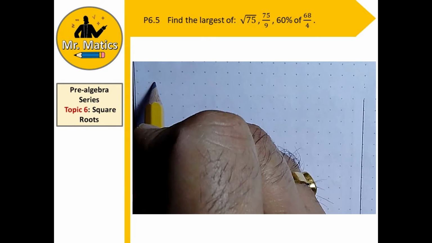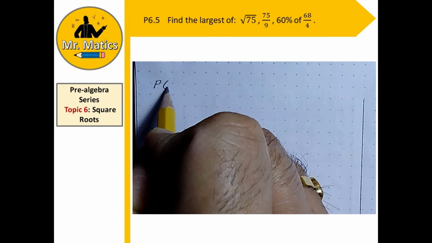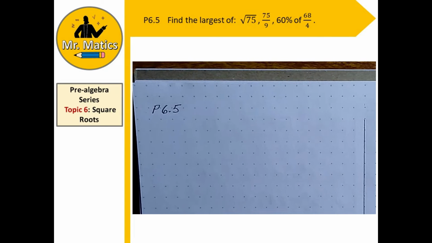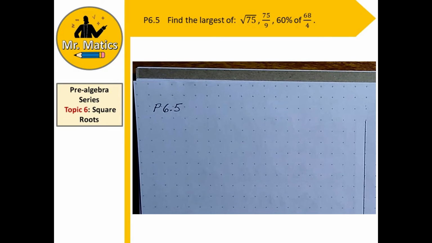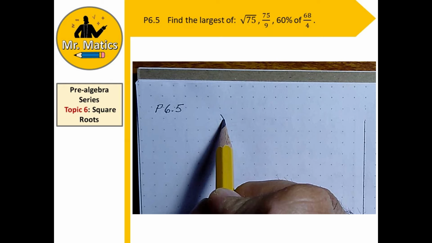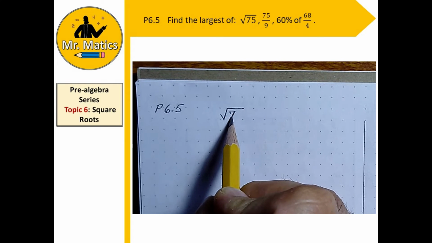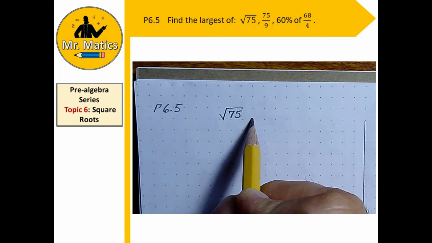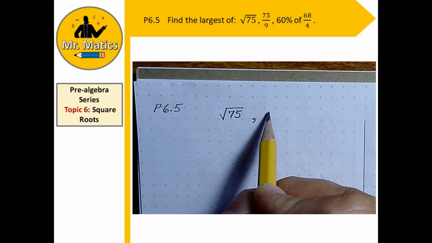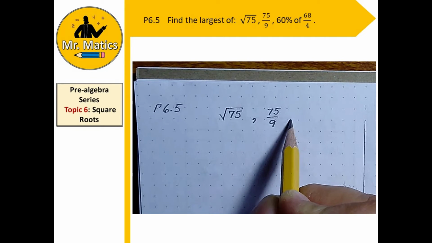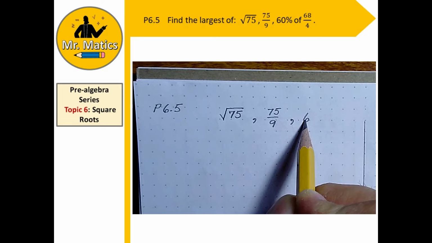Let's continue with problem 6.5. We have to find the largest of three numbers, and they are represented by a root, a fraction, and a percentage. The root is √75, then the fraction 75/9, and then a percentage, which is 60% of a fraction.